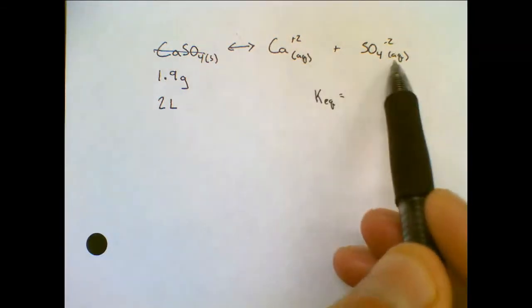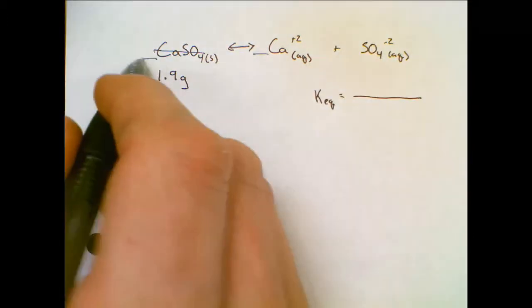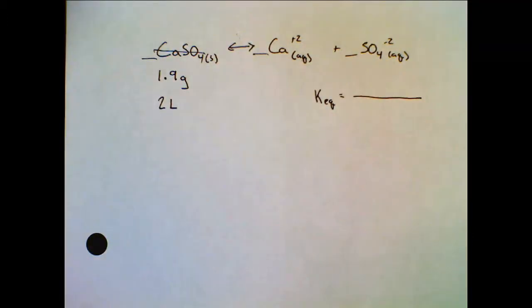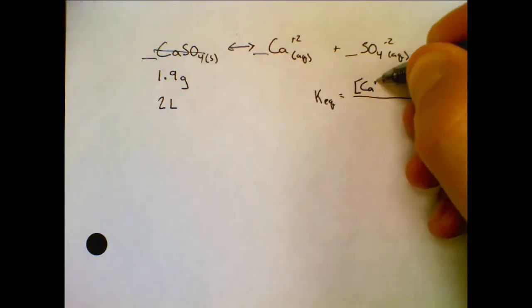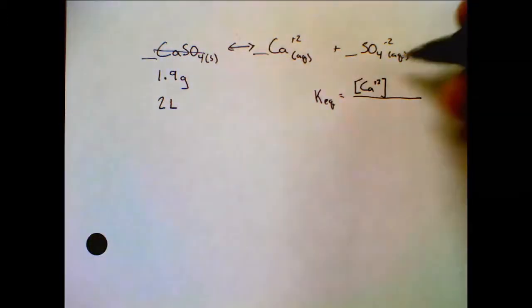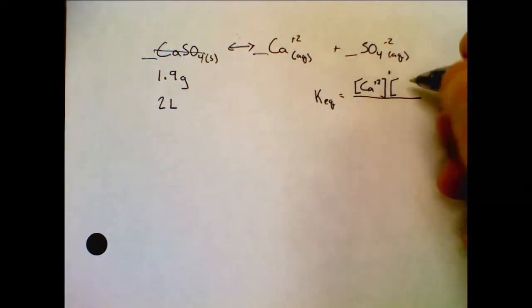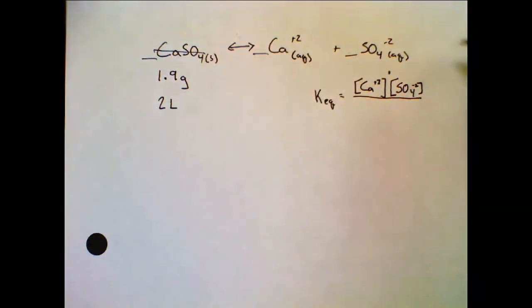But this being aqueous and this being aqueous can both go in my expression. Now my coefficients on all of these are 1s. So again, my powers are just going to be the coefficient in front of the substance, which is a 1. The power here will be the coefficient in front of the sulfate, right there, which is also a 1.